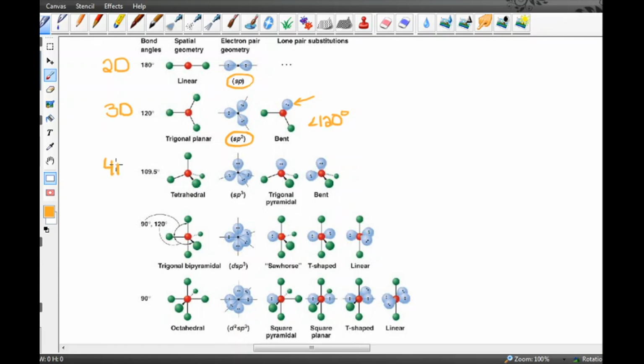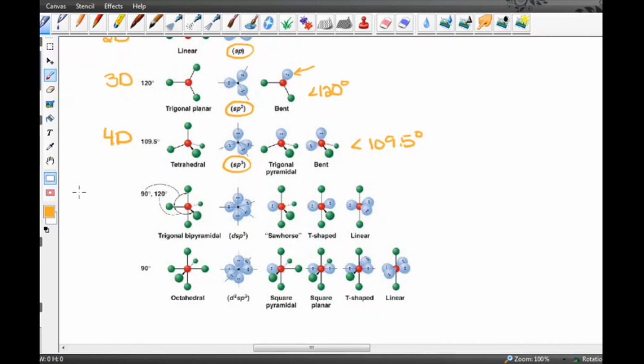Now we're in the tetrahedral family. Tetrahedral molecules are always sp3 hybridized, 4 equivalent domains. If all of them are bonded, that molecule is tetrahedral. If one of them is a lone pair, it's trigonal pyramidal. And if 2 of them are lone pairs, then it's bent. And both of those are going to have less than 109.5 degree bond angles.